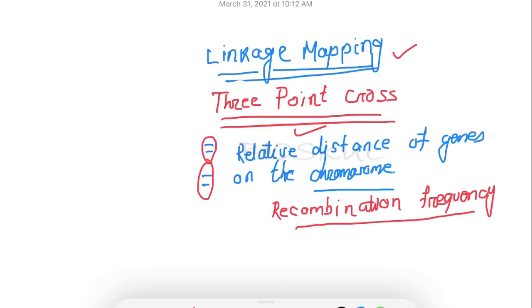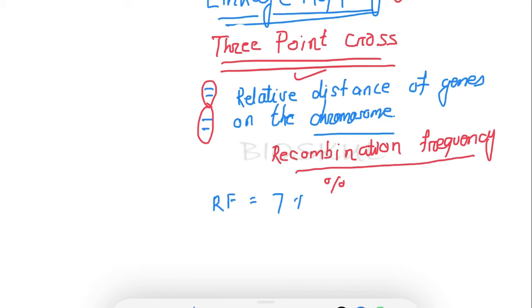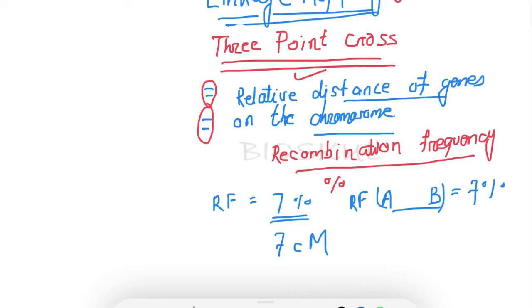And you know, the recombination frequency is represented by percentage. Let's say the recombination frequency between two genes is 7%. If the recombination frequency between the two genes is 7%, then what is the distance between those two genes? Let's say gene A and gene B have a recombination frequency, or RF, of 7%. So what is the distance between gene A and B? The distance between the genes is 7 centimorgan.